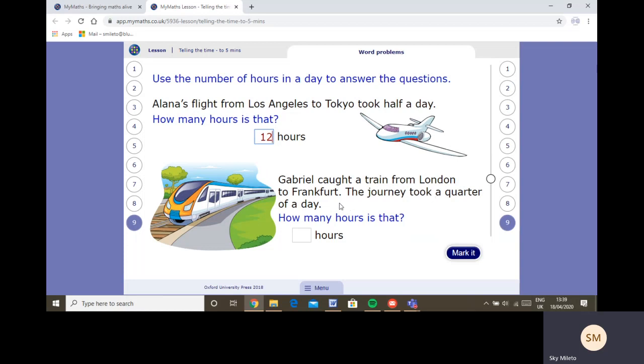Gabriel caught a train from London to Frankfurt. The journey took a quarter of a day. So this is half a day, 12. A quarter of a day would be that divided by 2. So 12 divided by 2, you should all know that is 6. And you spend about 6 hours a day in school.